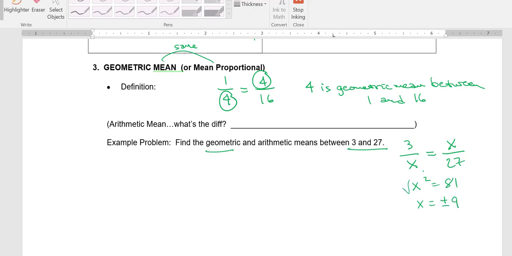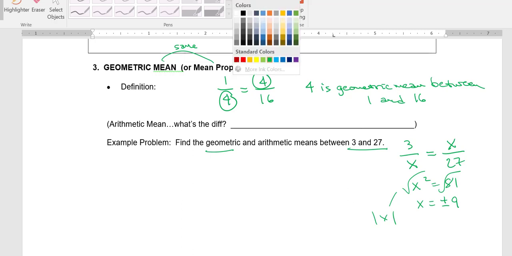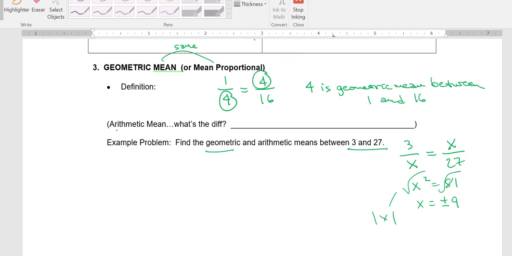Keep in mind that when we square root both sides here, you end up with the absolute value of x for the square root of x squared. Now, don't confuse that with what we call the arithmetic mean. The arithmetic mean is what is commonly known as the average. So if I'm looking for the arithmetic mean between 3 and 27, I'm just going to take 3 plus 27 and divide it by 2. So 15 is the arithmetic mean between 3 and 27.